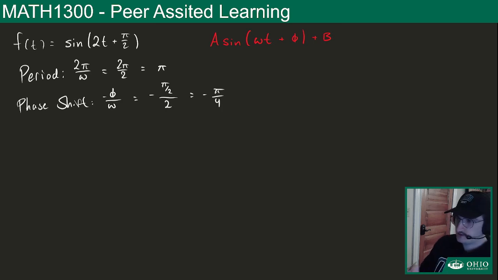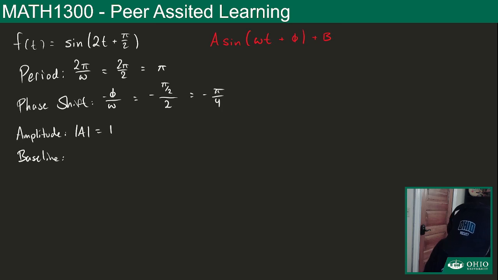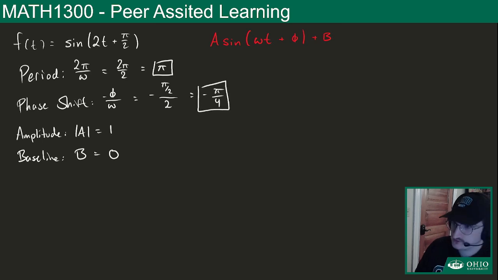This will tell us whether the function is shifted left or shifted right. Then the other two we have, I'll write them down, but we're not going to really be using them in this example. We have amplitude, which is the absolute value of a, which in our case is 1. And we have the baseline, which in our case is 0. So the ones we're really concerned about here are period and phase shift. Those are the important ones.